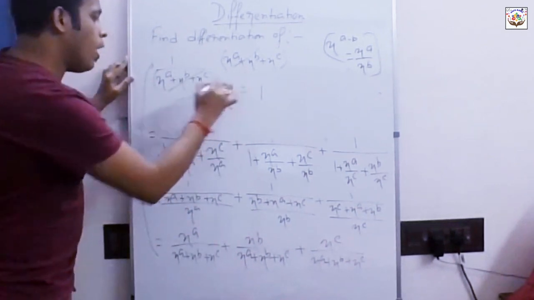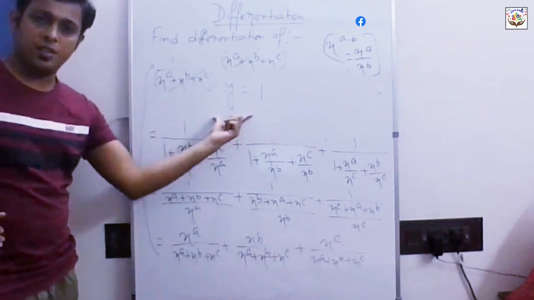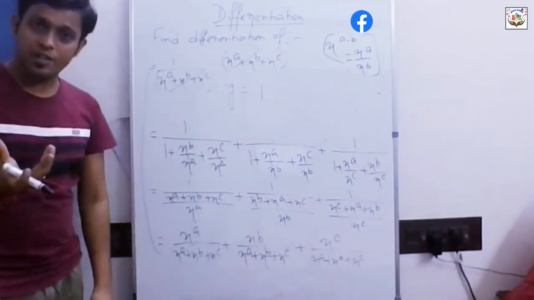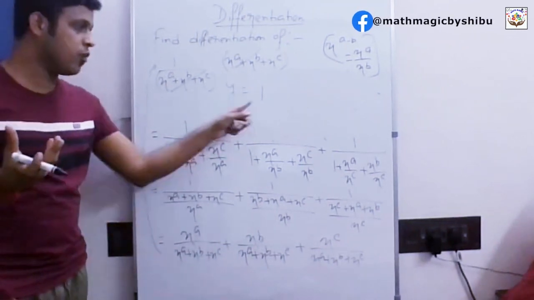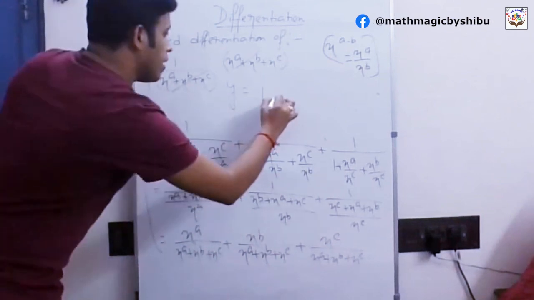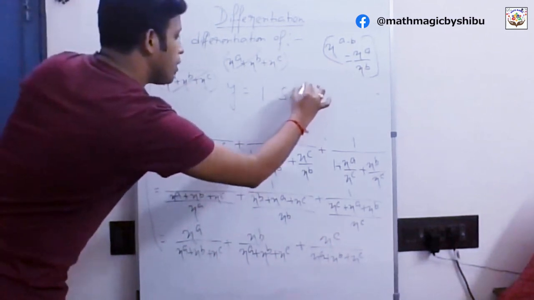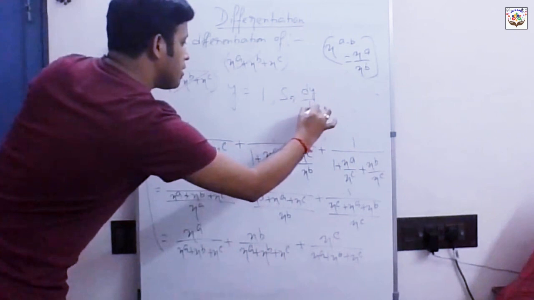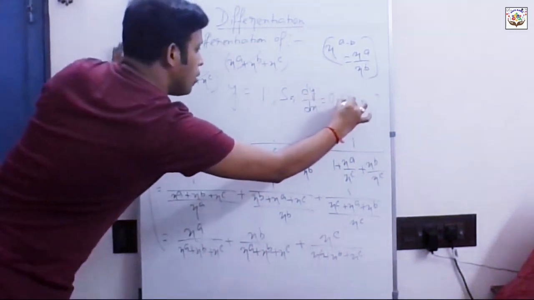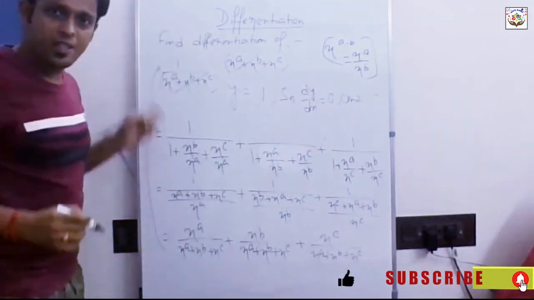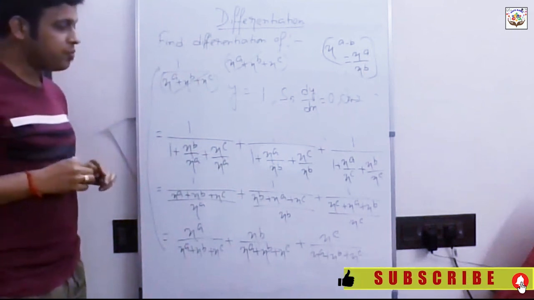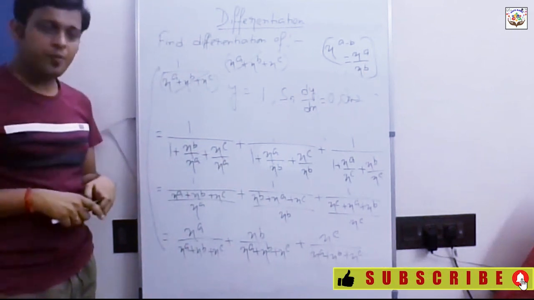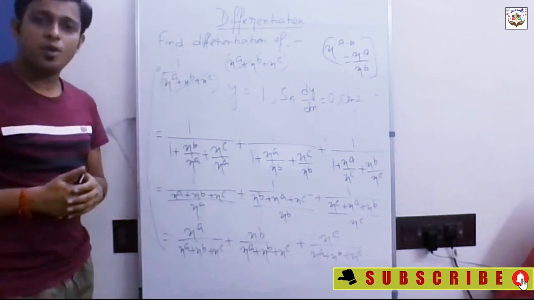So that means 1 is actually the function. And what is dy/dx of 1? You know, it is 0 because 1 is a constant term. So dy/dx equals 0 will be the answer. Easy? So let's move on to the next problem, and you take step by step notes of this problem.